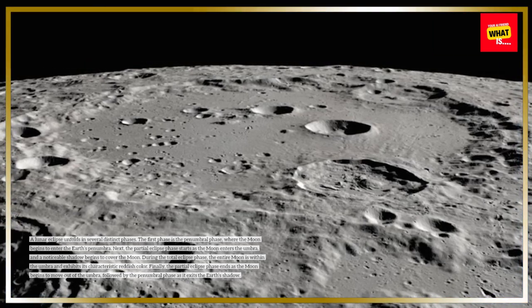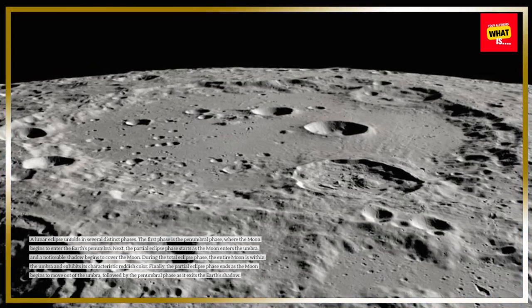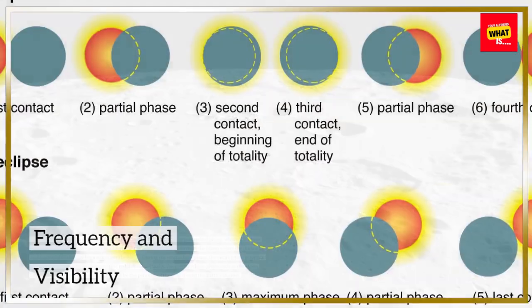Finally, the partial eclipse phase ends as the Moon begins to move out of the umbra, followed by the penumbral phase as it exits the Earth's shadow.